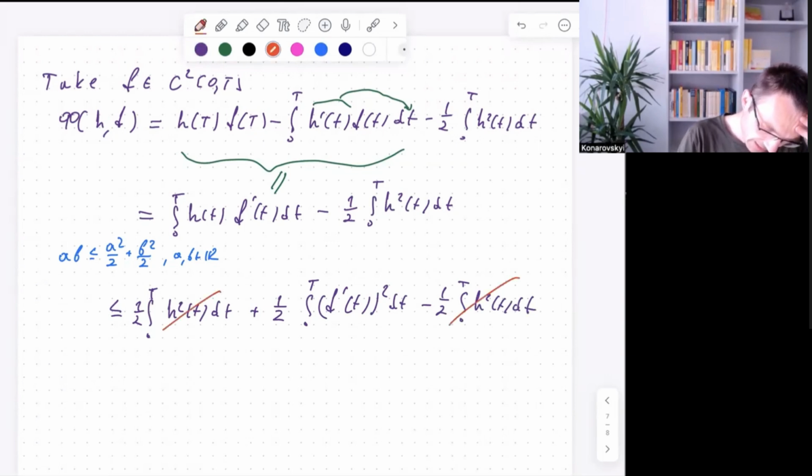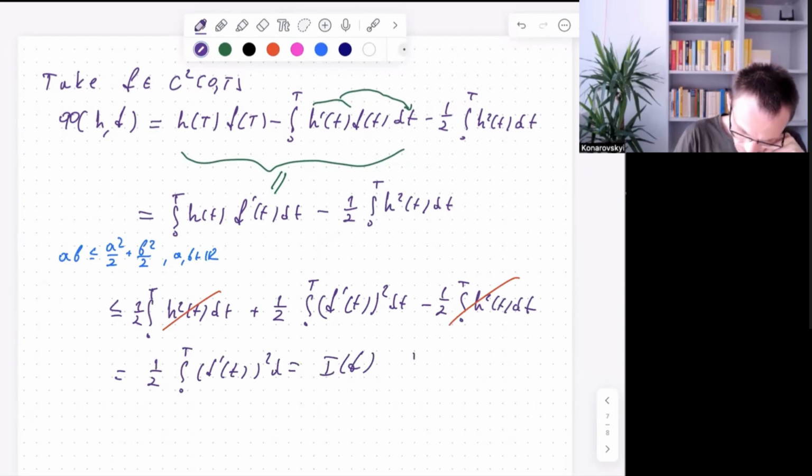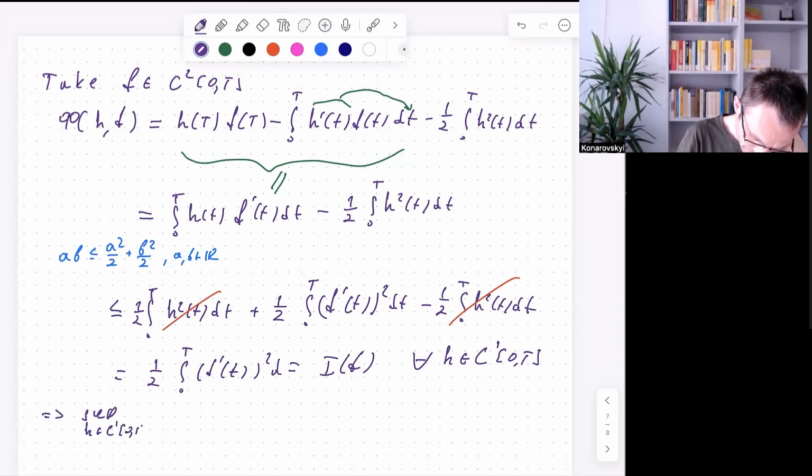the integrals cancel. Now it is 1 over 2 the integral from 0 to T of f prime of t squared dt, that is I of f, right? And this is true for every h that is a continuously differentiable function. So therefore you get immediately that this supremum over h of continuously differentiable functions of the function phi of h comma f is less or equal than I of f.